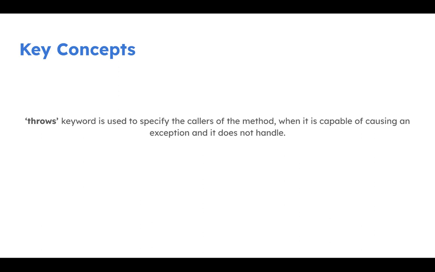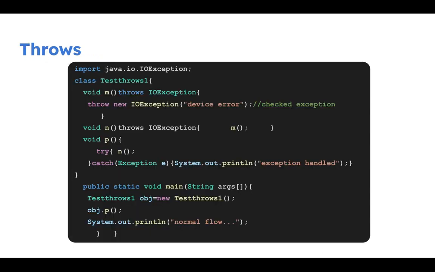We can also use the keyword throws where we want to explicitly tell the calling method that there is an exception that can be thrown by this method. And if I have not handled it, it is your responsibility to handle that particular exception. For example, as we have seen in the previous example as well, the method p is calling n, but n specifically says that it can throw an IO exception, and then it calls m, where m also says that it can throw an IO exception.